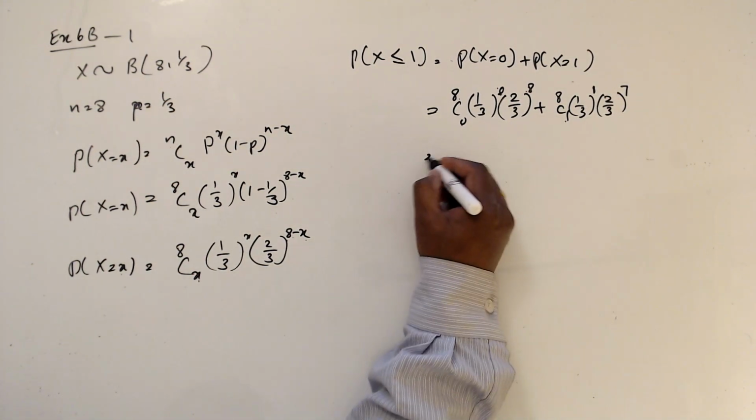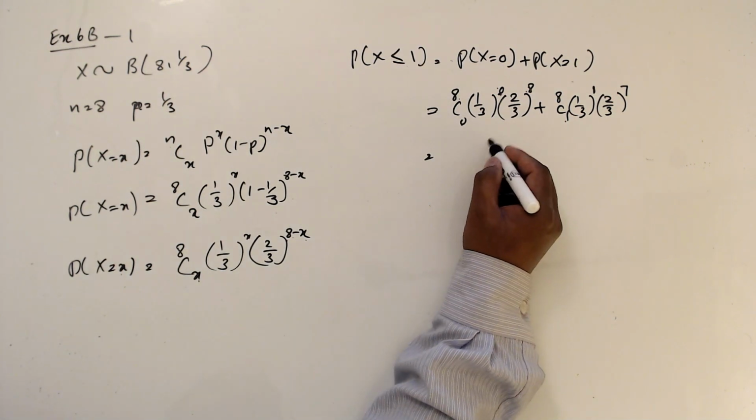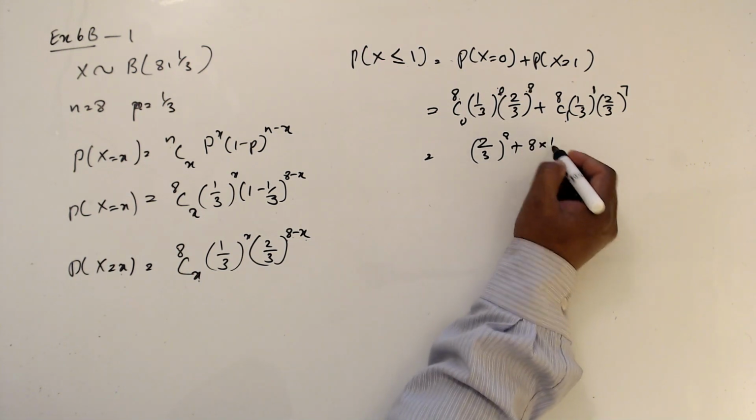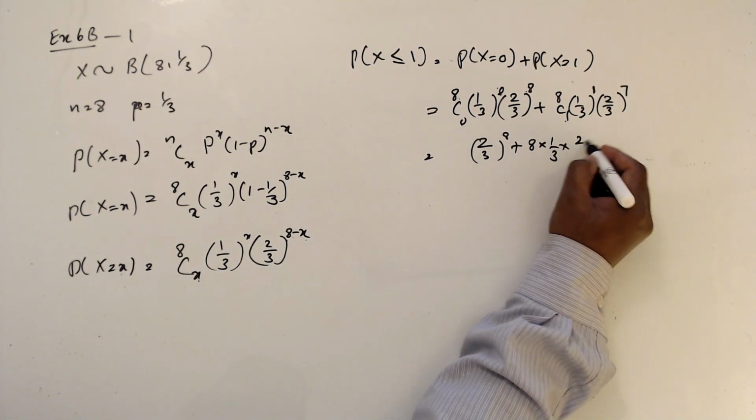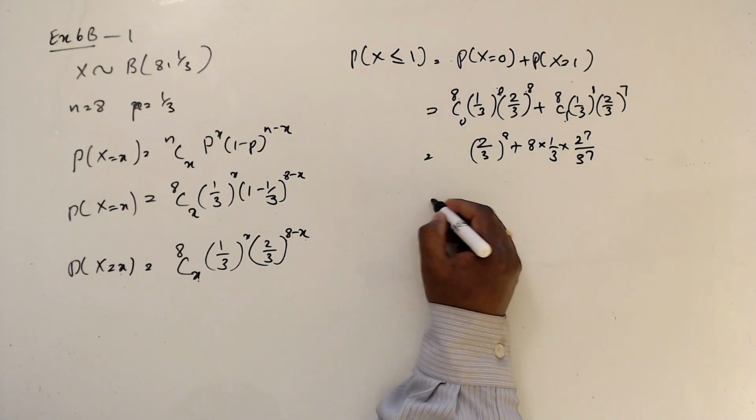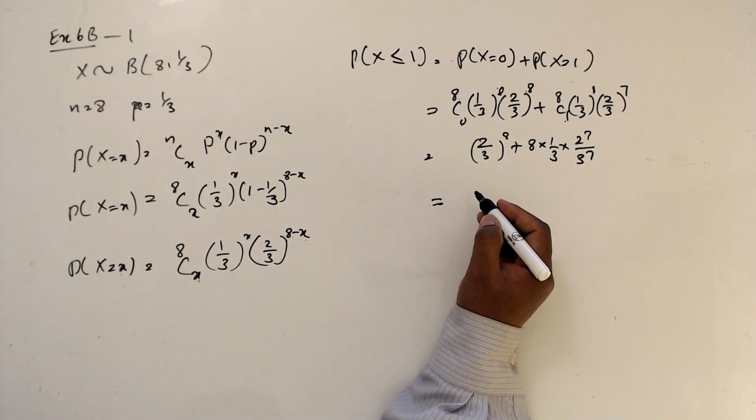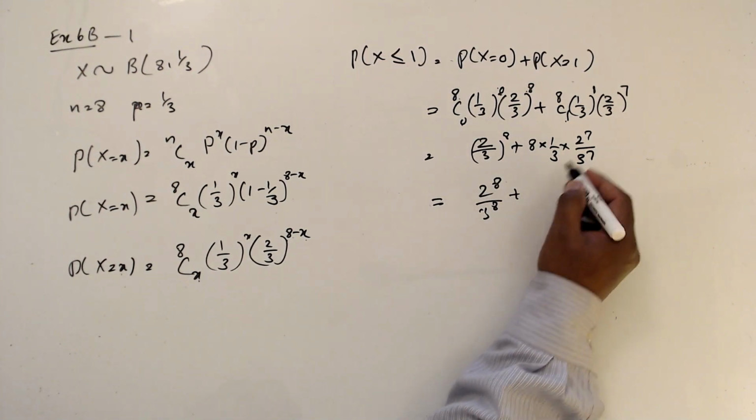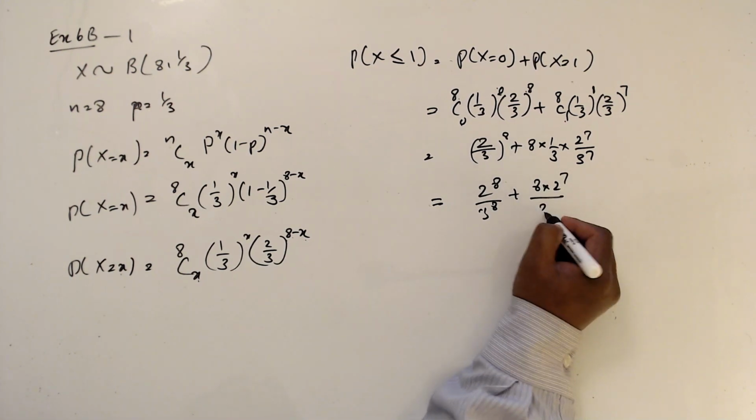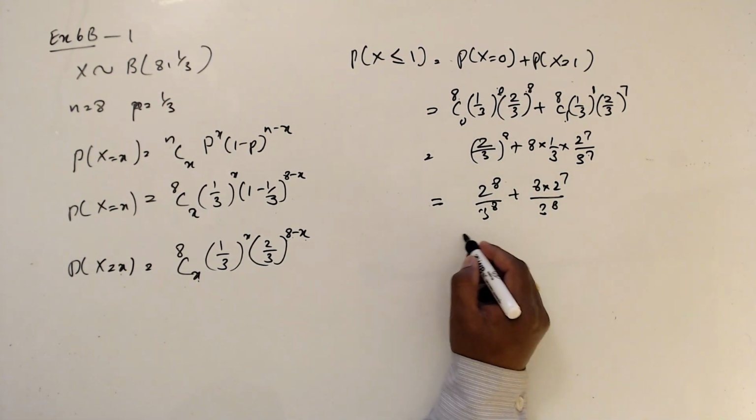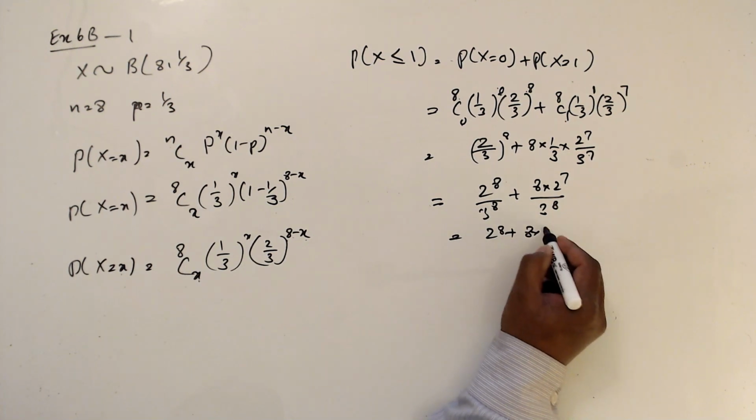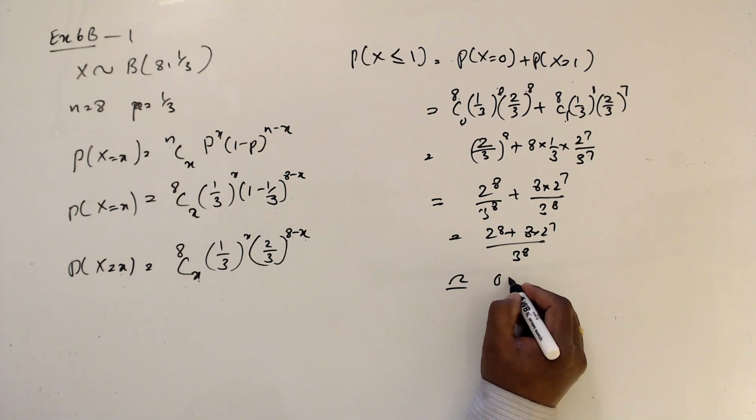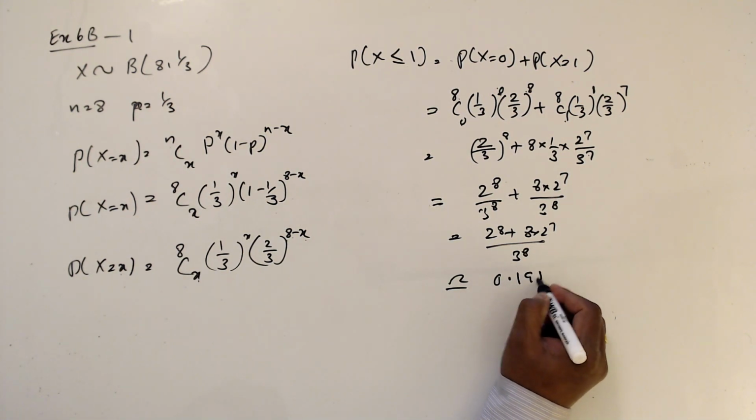So this is (2/3)^8 plus 8 times 1/3 times (2/3)^7. Our answer should take one more calculation: this becomes (2/3)^8 plus 8 times (2/3)^7 times 1/3, which is 28 plus 8 times 2 over 3 to the power 8. So approximately 0.195.